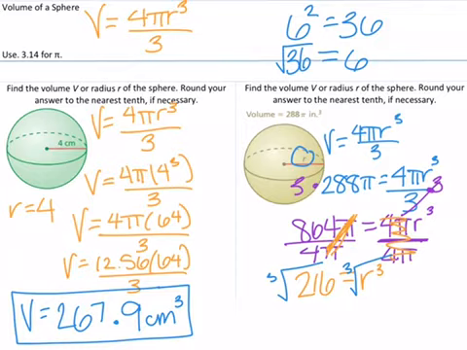Now, if you do not know how to use the cube root, you can ask me in class, and I can show you how to do it in your calculator. But when you do the cube root, you end up getting the answer of 6 inches. And that is your answer for the radius of the sphere.